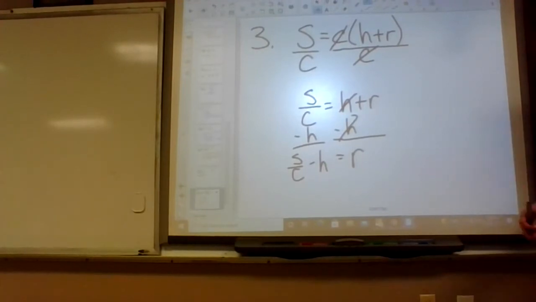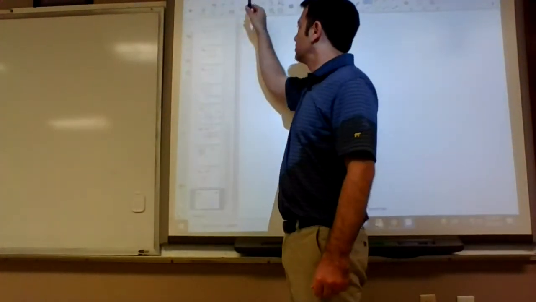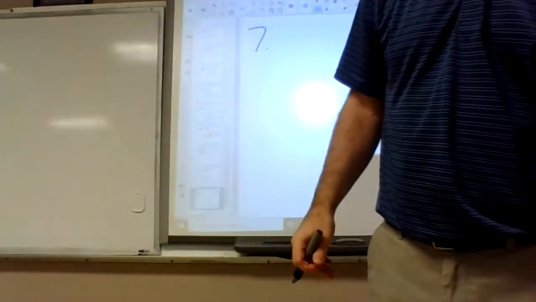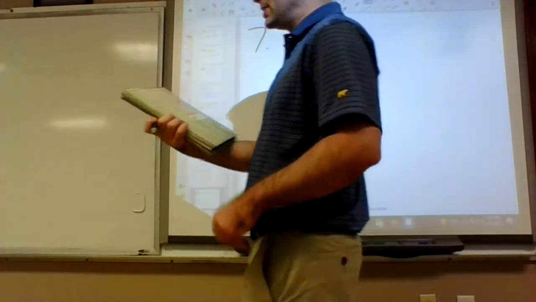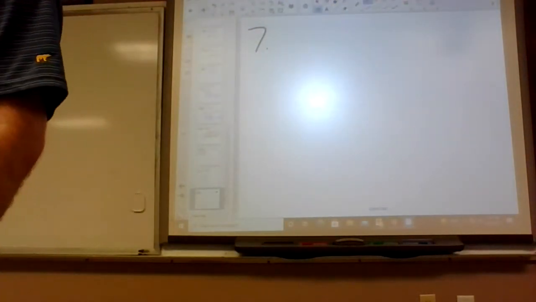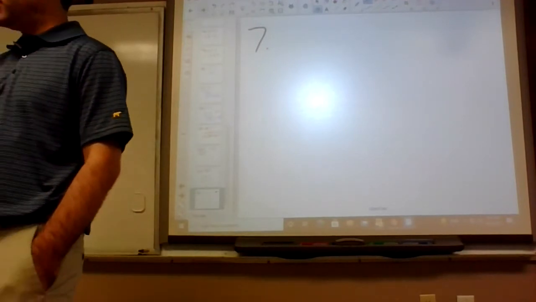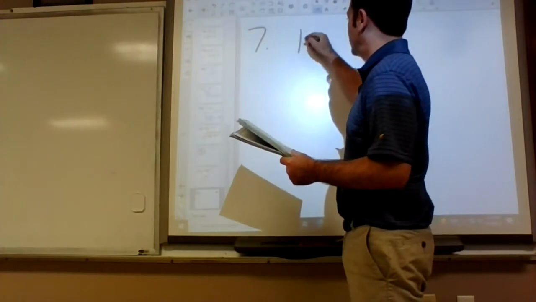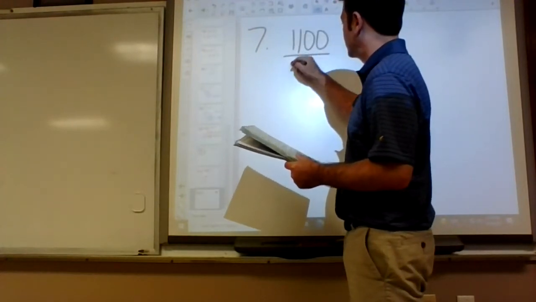Now we're jumping to 7. Okay. On number 7, it says find the unit rate. You guys remember what unit rate meant? So some book, I guess, has 1,100 words in 4 pages.